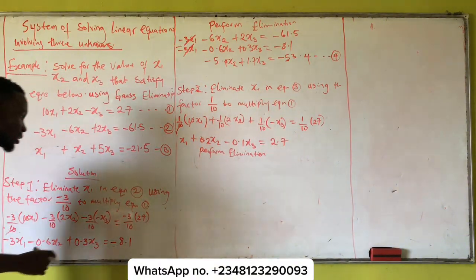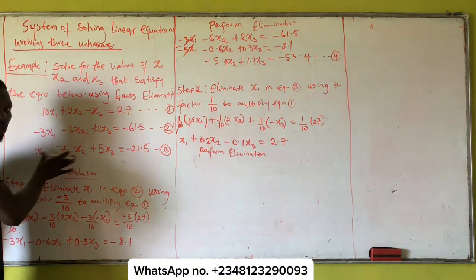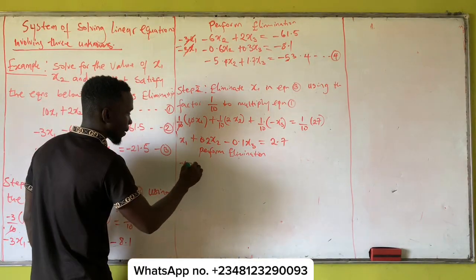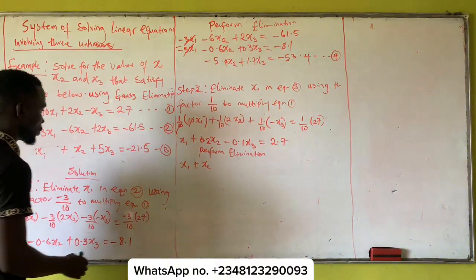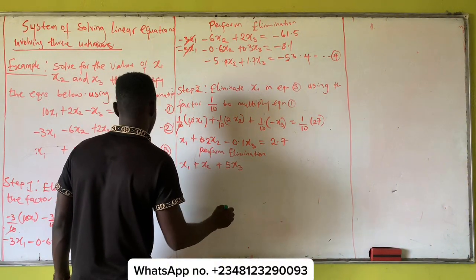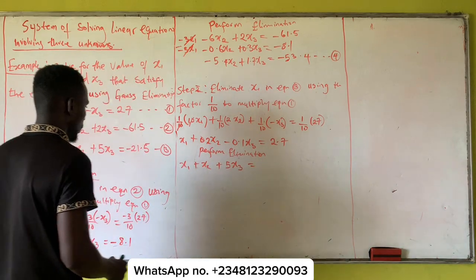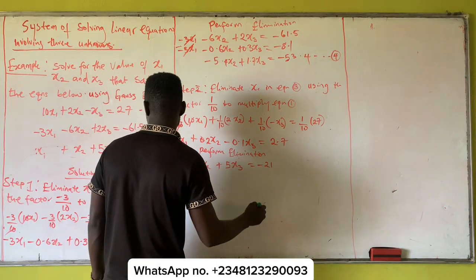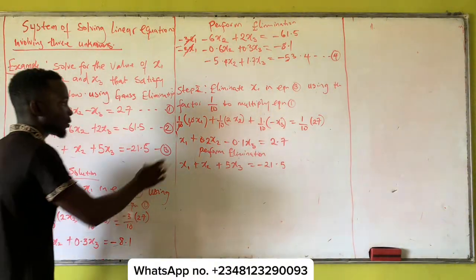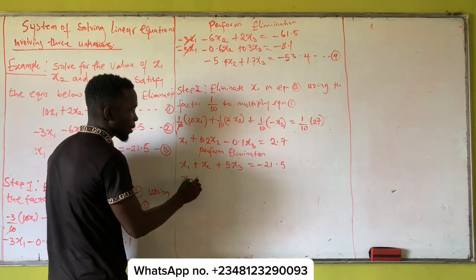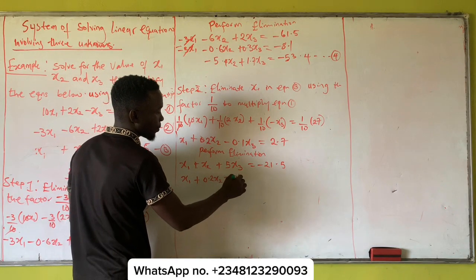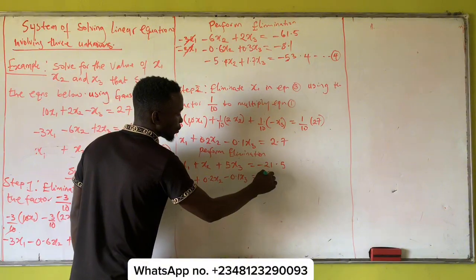Perform the elimination. Remember, we are trying to eliminate x1 from equation 3. Now, what is equation 3? Equation 3 is x1 plus x2 plus 5x3 equal to minus 21.5. What is the equation that we form? It is x1 plus 0.2x2 minus 0.1x3 equal to 2.7.